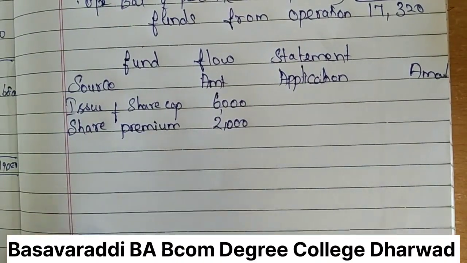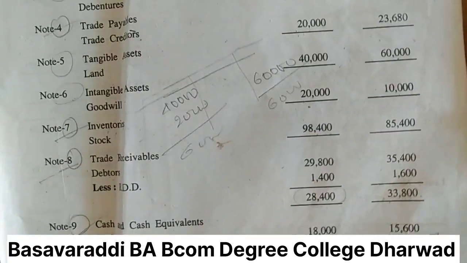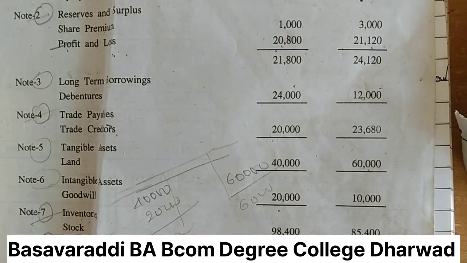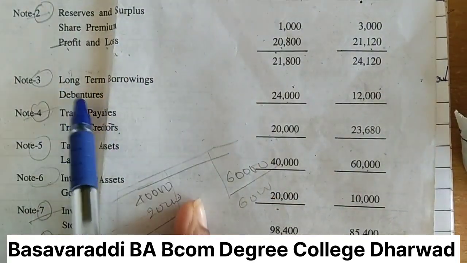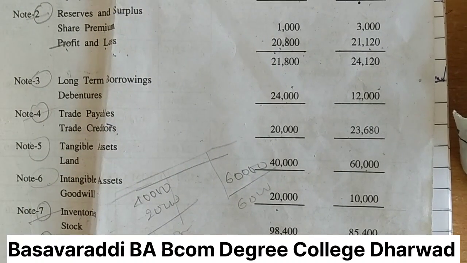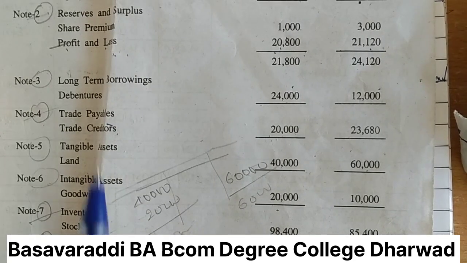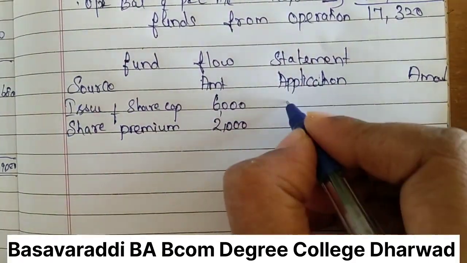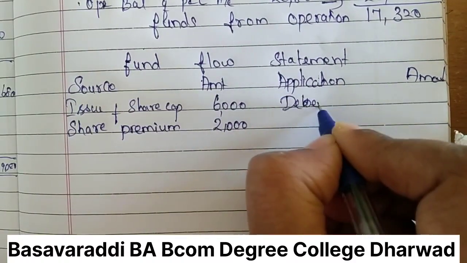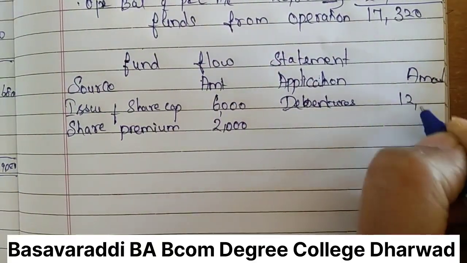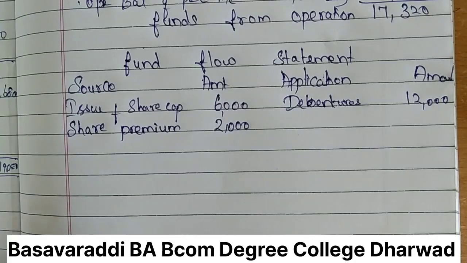The next one comes to the notes: profit and loss account. Already we have to enter it in the fund from operations. Then long term borrowings, debentures. Already I told you, whatever loans, you have to enter in the application. So name it as debentures. What is the difference here? 12,000 is the difference.